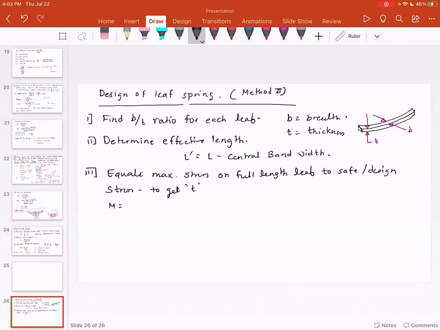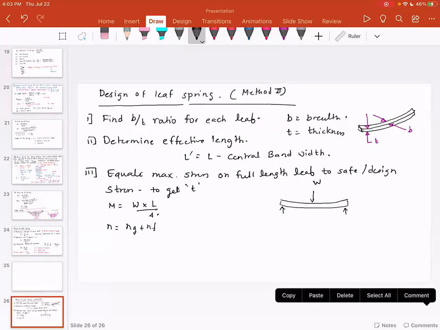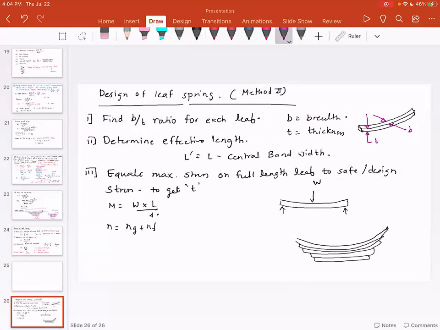So for bending moment, if you look at the leaf spring, typically it's a simply supported beam. So bending moment is W, which is the load, multiplied by L divided by 4. Total number of leaves is ng plus nf. So this needs a little discussion. If you look at a leaf spring, typically the top few leaves are full length leaves because they are the longer leaves. But as you go towards the bottom, the leaves become shorter. So the top leaves are considered full length leaves, and the bottom leaves are considered graduated leaves.